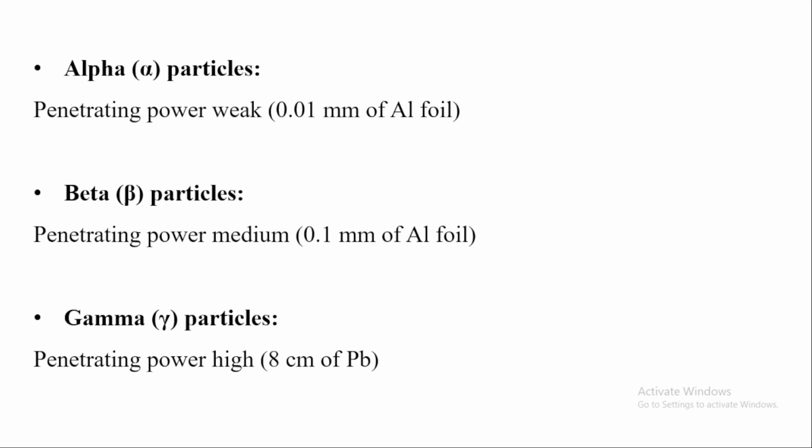And the penetration power of gamma particles is very high. It is up to 8 centimeters of lead. So you can see the difference here. For alpha particle, it is 0.01 millimeters of an aluminium foil, whereas for gamma particle, it is 8 centimeters of lead. Okay, so it can penetrate with great power.